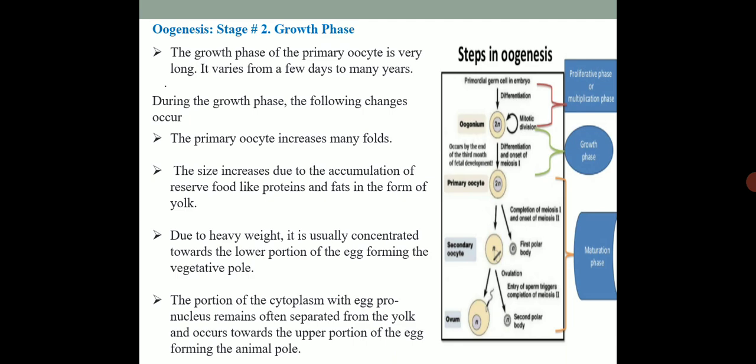Due to heavy weight, the yolk is usually concentrated towards the lower portion of the egg, which we call the vegetative pole. The portion of cytoplasm with the egg pronucleus remains often separated from the yolk and occurs towards the upper portion of the egg, which will form the animal pole. Here the two poles are formed: the upper portion of the egg is the animal pole, and the lower portion of the egg is the vegetal pole.